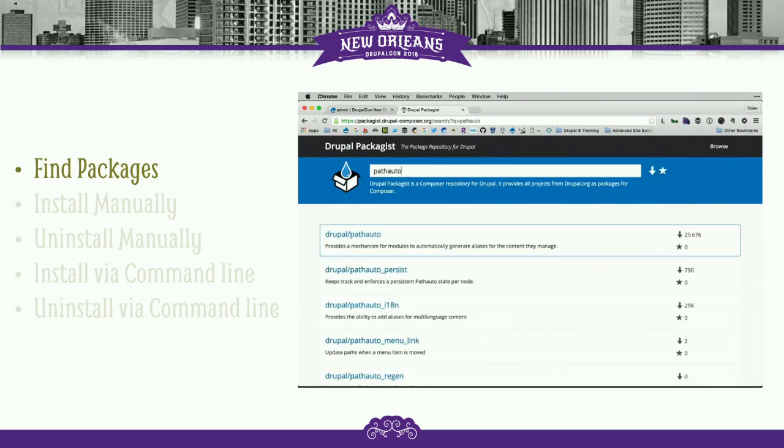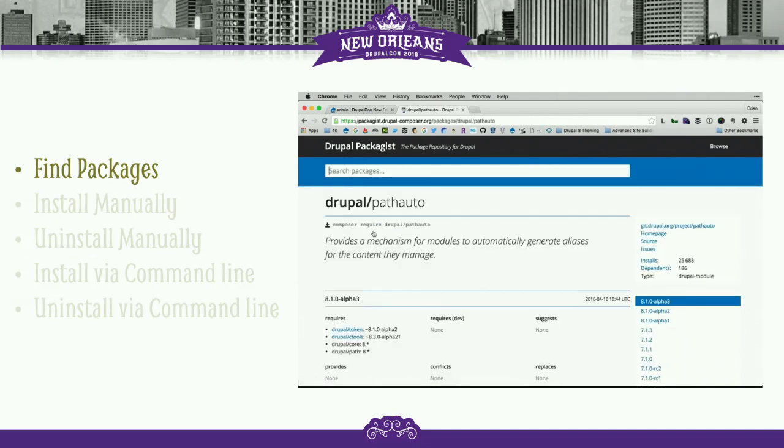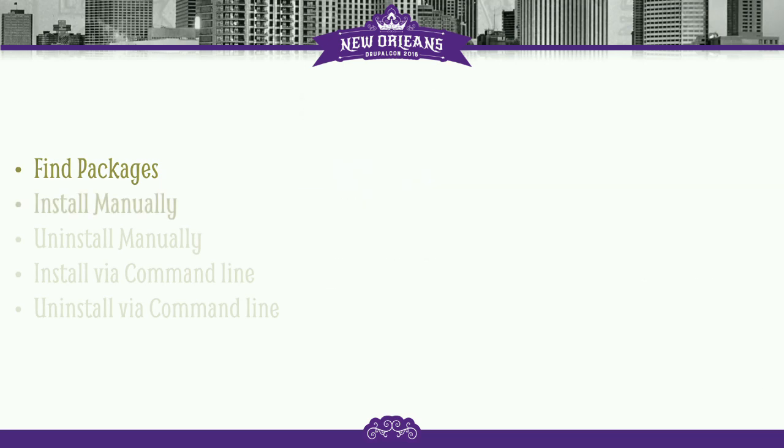In this case, I'm going to search for Path Auto. And then you'll select it, and right there you'll see the Composer require command that you need to install it. You'll also need to specify a version, because down the right hand corner you can see there's Drupal 7 versions, Drupal 8 versions, dev versions, all kinds of stuff. But we'll talk about that in just a second.